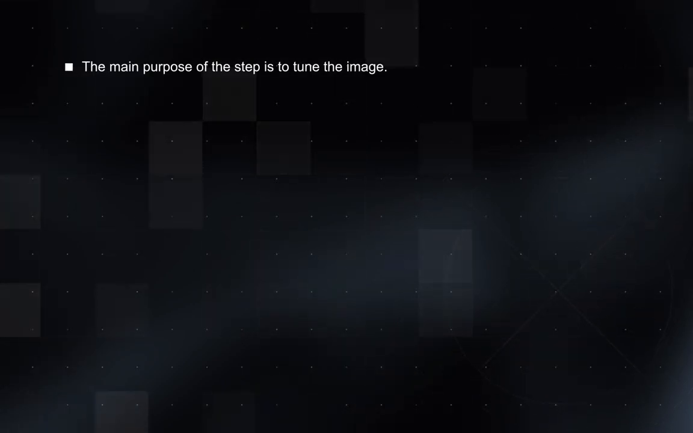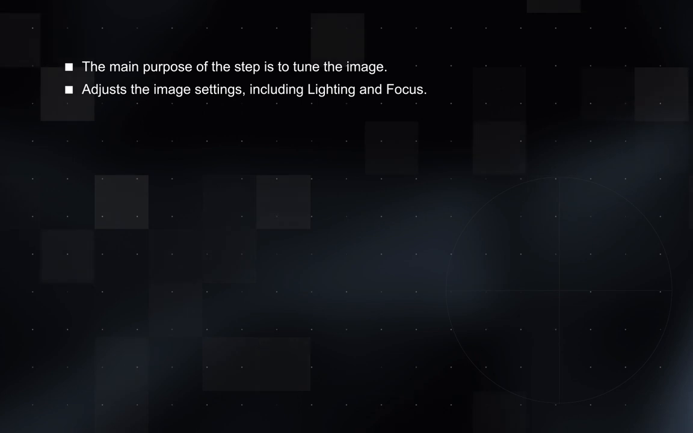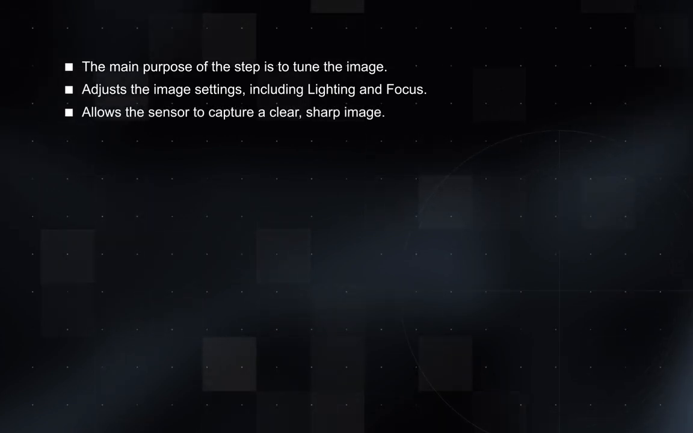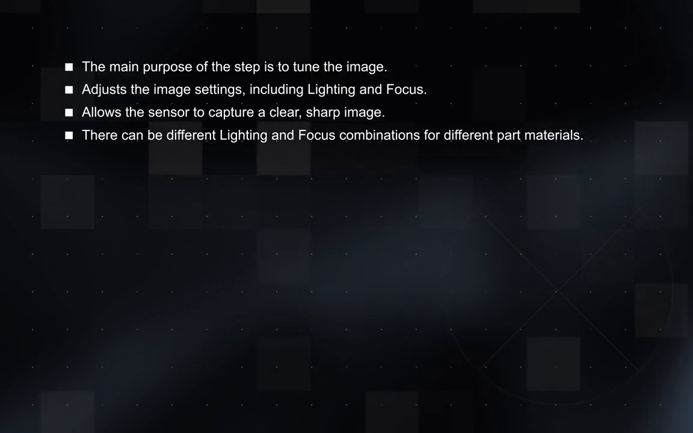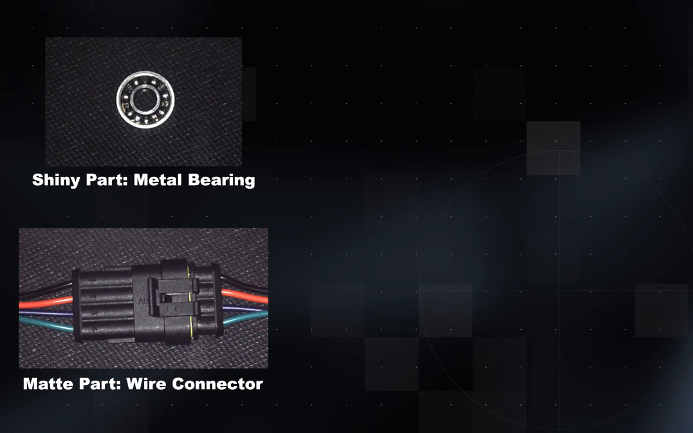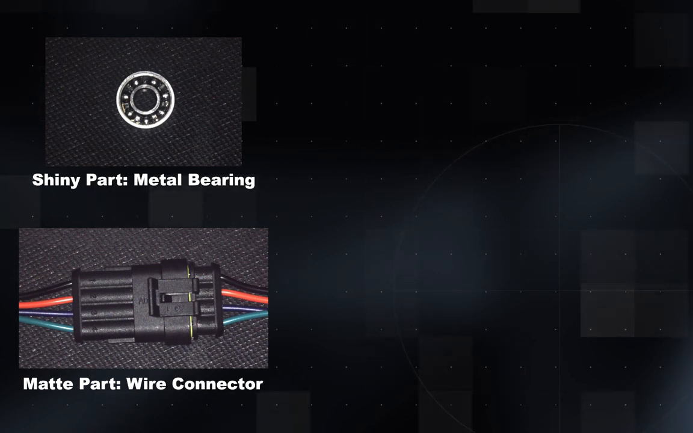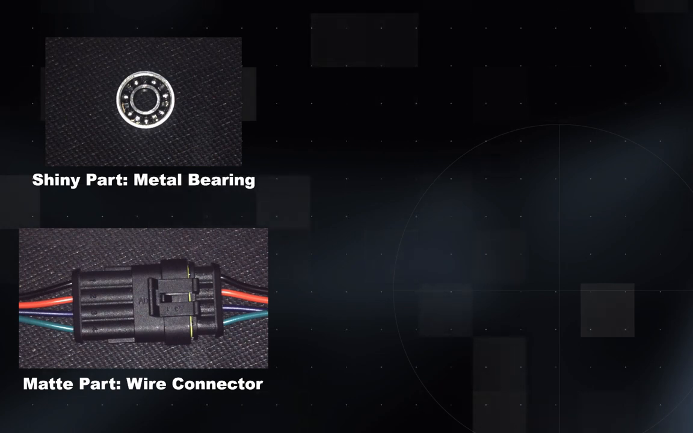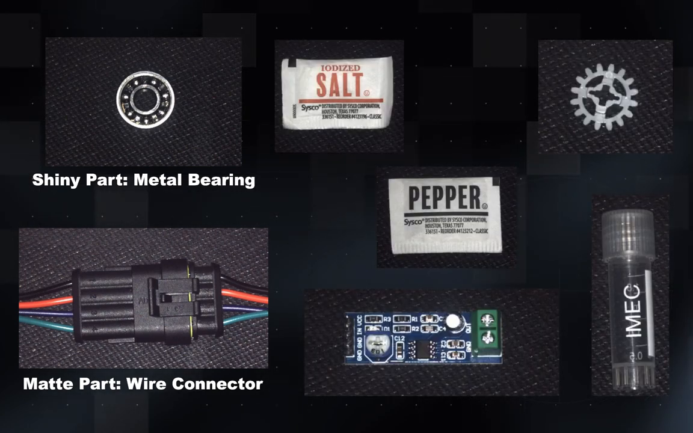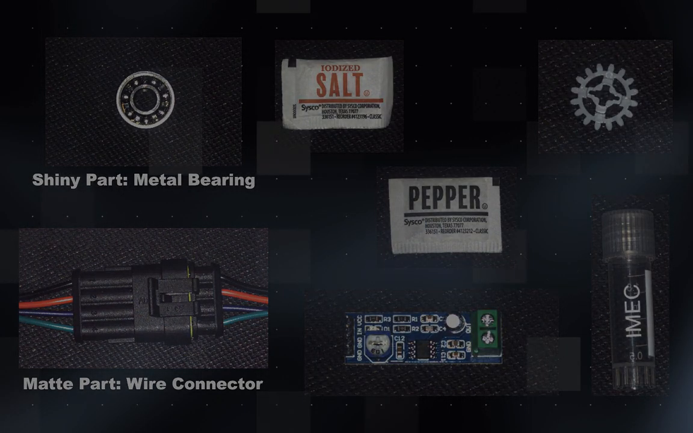This is done to adjust the image settings, including lighting and focus, so that the sensor can capture a visually clear, sharp image. There could be different lighting and focus combinations for different part materials. For example, metal parts may have reflectivity and glare, which would require less contrast than a matte part. The In-Sight SnAPP sensor can see it all and will automatically generate the best result for you.